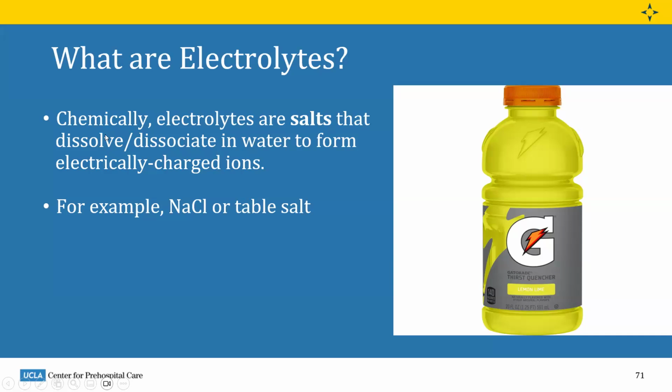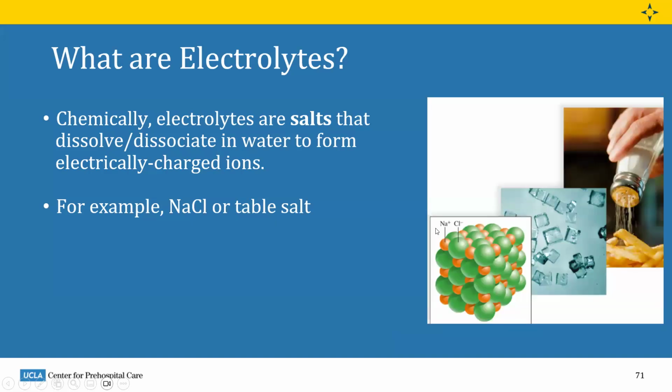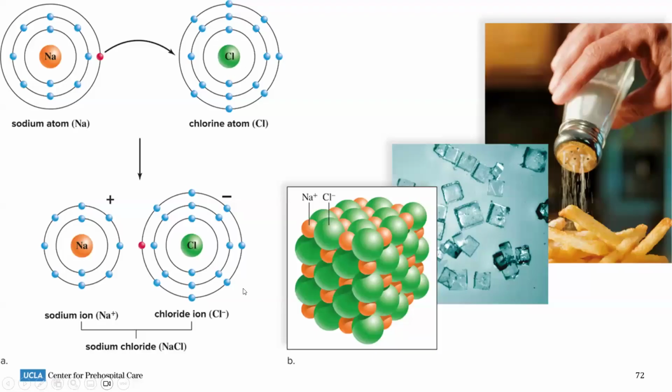Essentially, they're just salts that dissolve in water to form electrically charged ions, right? So for example, NaCl is just table salt, right? And this is the molecular structure. We have sodium ions and chloride ions that bind together to form this kind of crystal-like structure called NaCl, or table salt. Okay, so what's happening in these bonds?